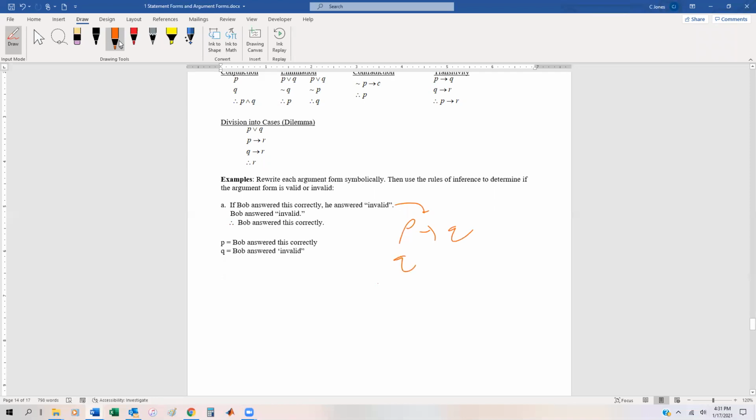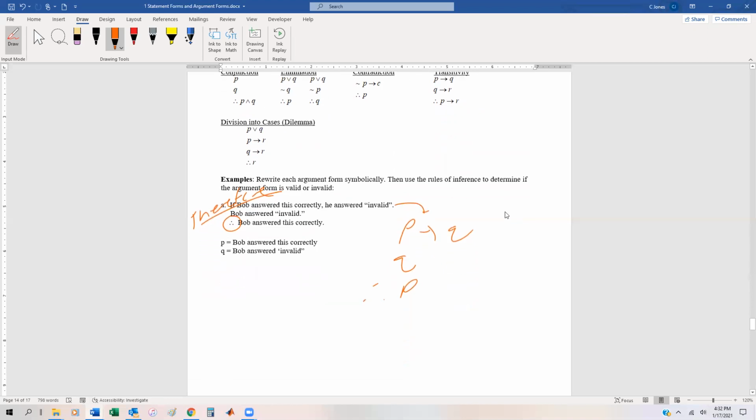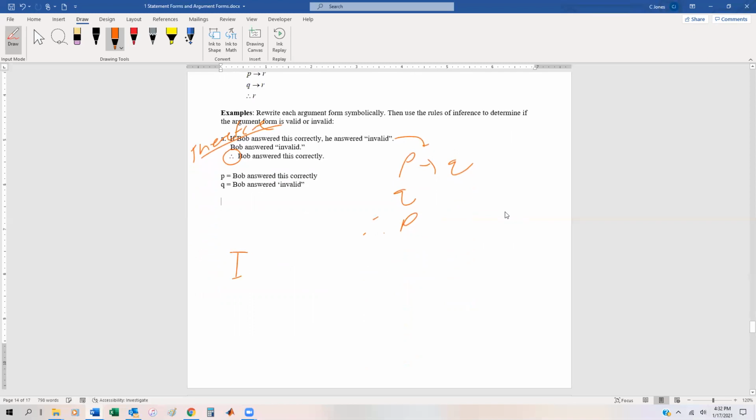And then therefore, so whenever you see the three dots in the shape of a triangle, that means therefore or hence. So therefore, Bob answered correctly, so therefore P. And we're going to go back up top here, and we're hoping that something matches. So we have P implies Q, but then we have Q, therefore P. So it doesn't fit the form exactly. And with modus tollens, we have P implies Q, but then we have not Q and therefore not P. And none of the other ones seem to fit. All right, so unfortunately, this is an invalid argument form.